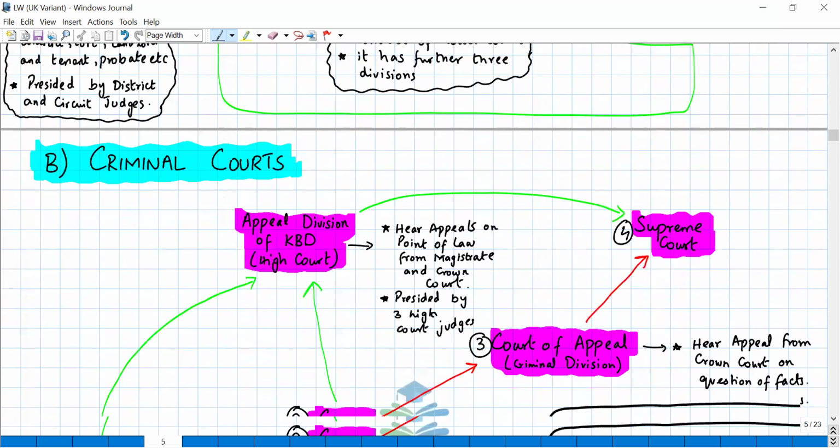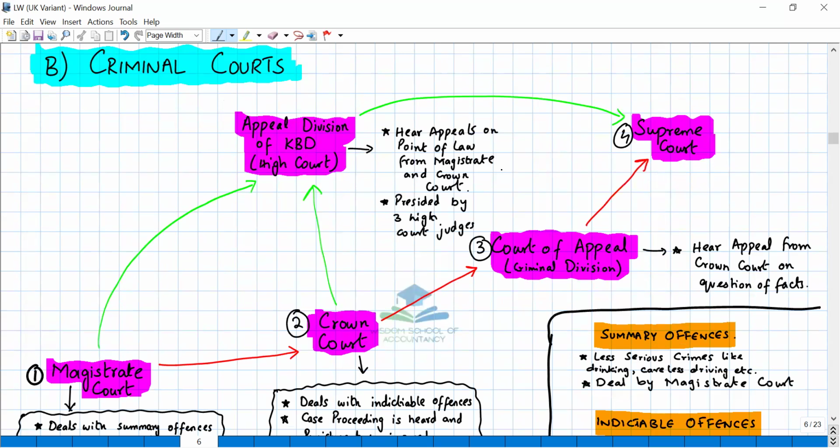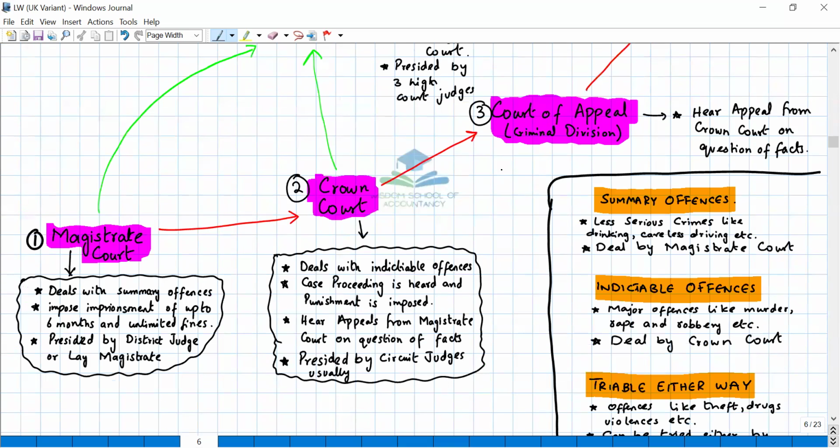Then come the criminal courts. The lowest criminal court is the magistrate court. Now, I told you that the magistrate court has mainly criminal jurisdiction. The magistrate court deals with summary offenses. Summary offenses means minor offenses, less serious crimes, like drink driving, careless driving, etc. These are types of summary offenses, and they are dealt with by the magistrate court.